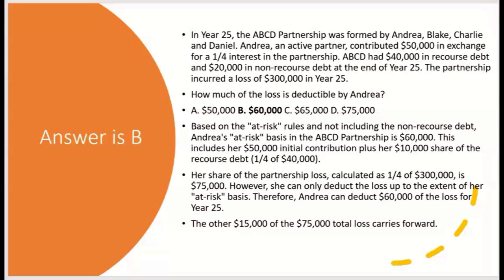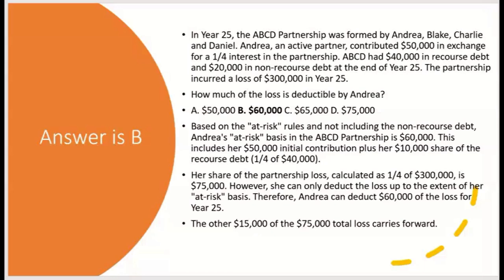Based on the at-risk rules and not including the non-recourse debt, her at-risk basis in the partnership is $60,000. Her $50,000 initial contribution plus her $10,000 share of the recourse debt. Her share of the partnership loss is actually a lot more than that, 1/4 of $300,000 or $75,000, but she can only deduct the loss up to the extent of her at-risk basis. Therefore, she can deduct $60,000 of the loss for year 25. The other $15,000 carries forward.